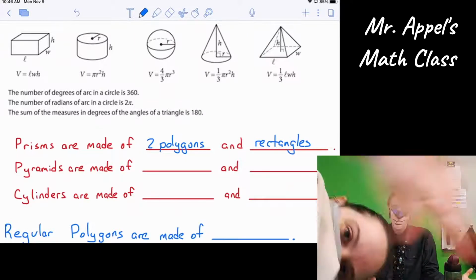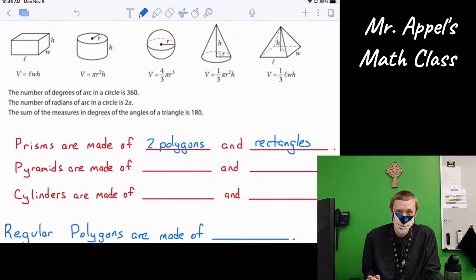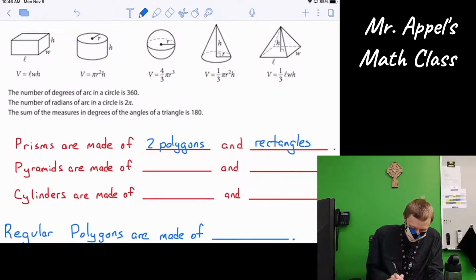Pyramids, similarly, we said this already. Bye, Ms. P. Bye. You're probably really scared.